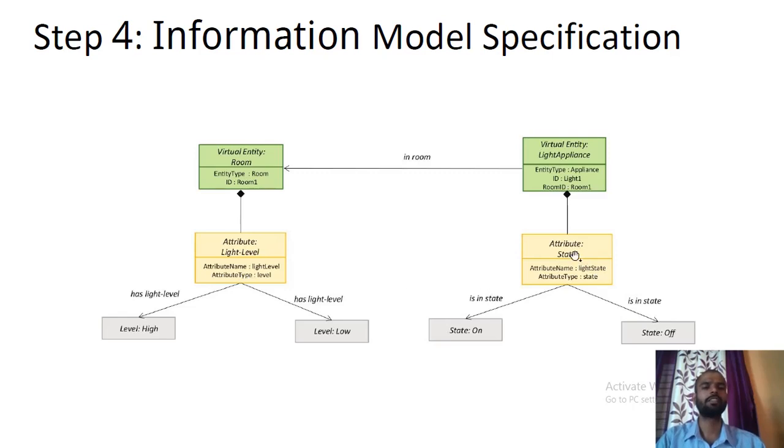So similar is the case here, another attribute, that is state. So for state, there are two states, that is on state and off state, which we have discussed earlier. Okay, so two entities are here, room and light appliances, and the attributes along with these two entities.